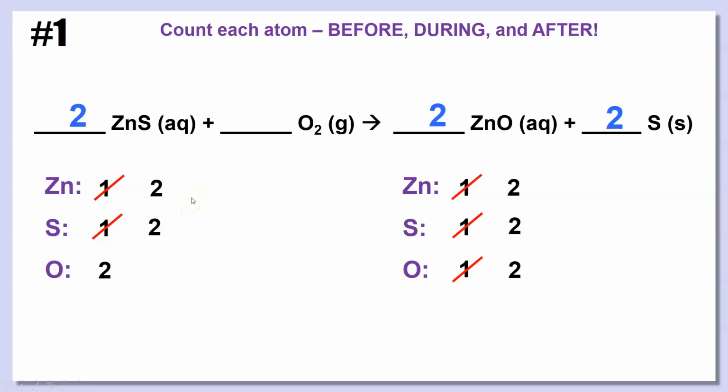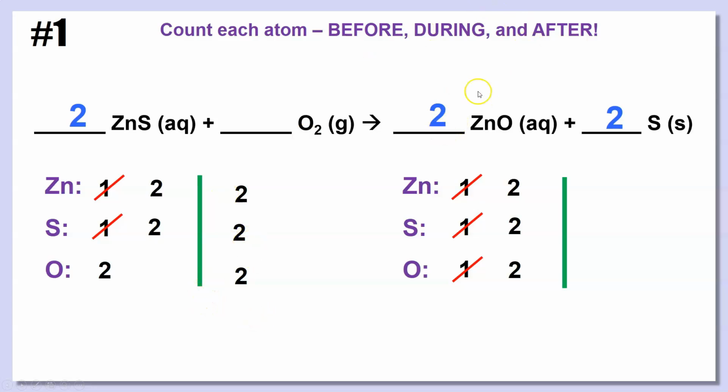Now, the part that nobody wants to do, the part that would catch a lot of mistakes and save a lot of people from losing points on things like quizzes and tests: going back and recounting once you think you're finished. So I put a line next to the ones I was working on, and I'm going to put my new count on this side. I'm going to start from scratch. Okay, I got 2 zincs, 2 sulfurs, and 2 oxygens. Okay, that looks good.